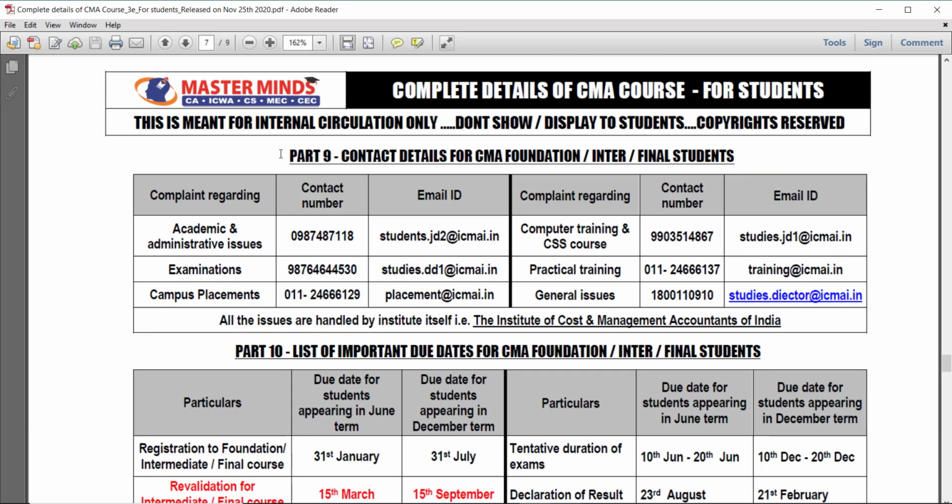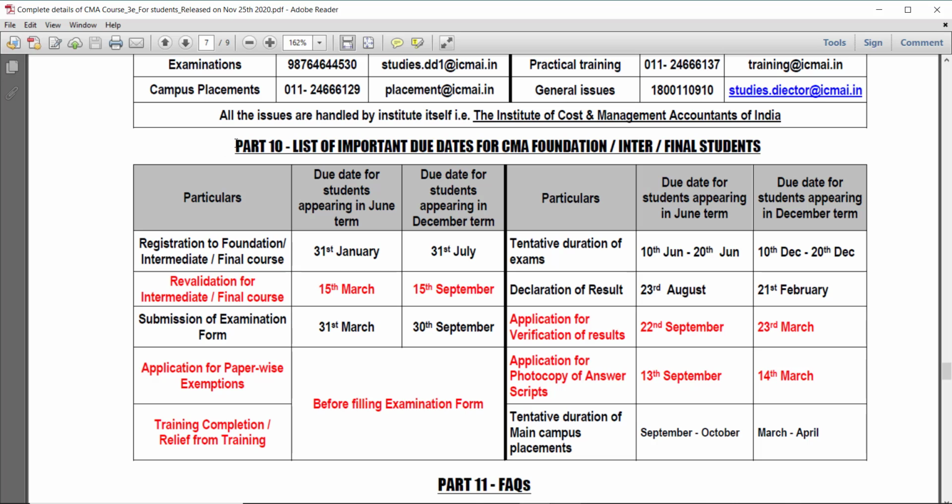These are all the contact details of CMA, various helpline numbers and email IDs. Here we have even provided you important due dates for each and every aspect at CA foundation level and CMA inter level or final level.